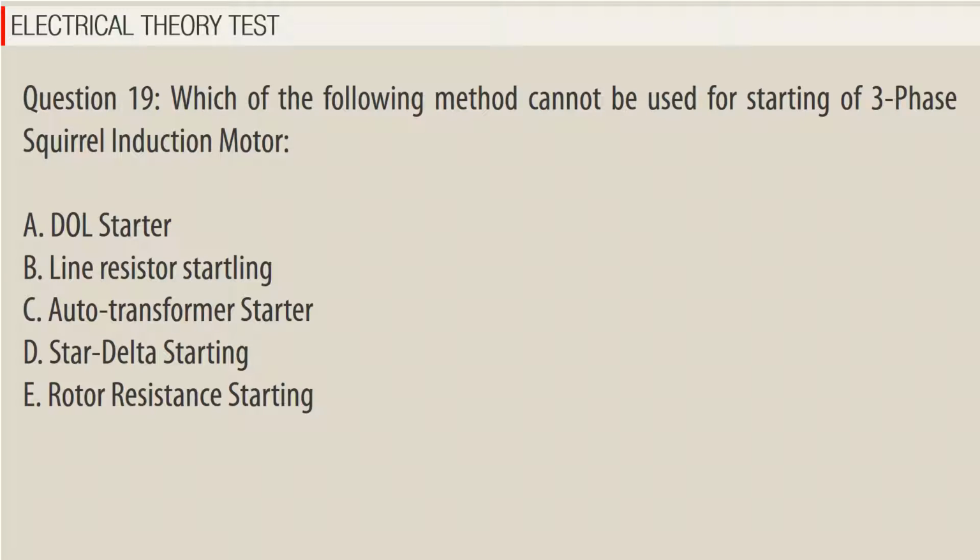Question 19. Which of the following methods cannot be used for starting of a three-phase squirrel cage induction motor? A. DOL starter. B. Line resistor starting. C. Auto transformer starter. D. Star delta starting. E. Rotor resistance starting.